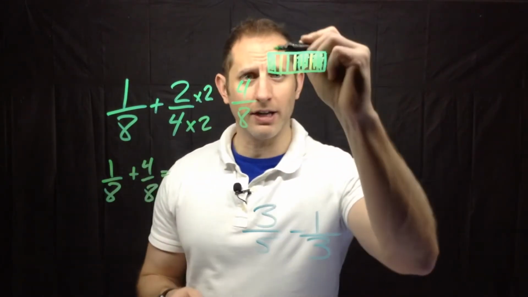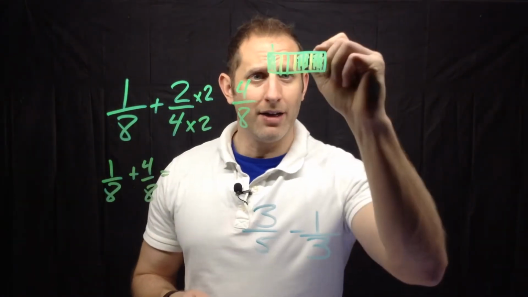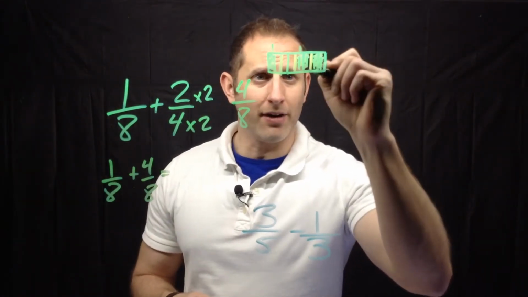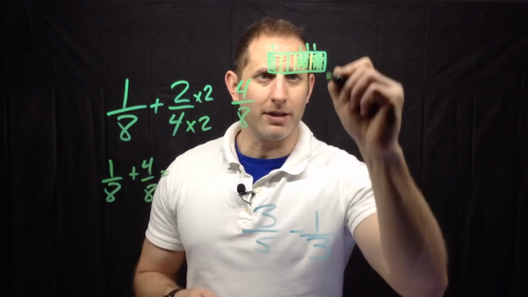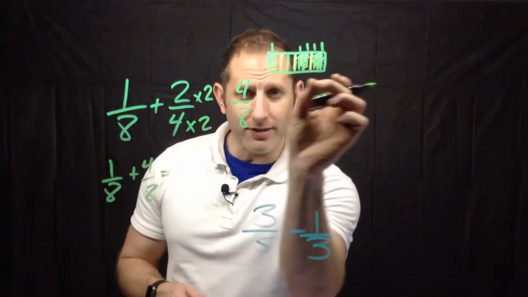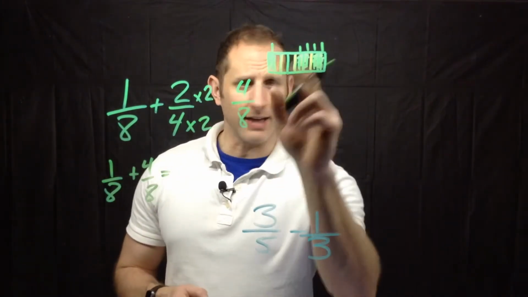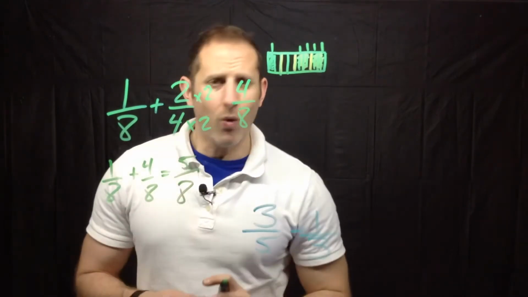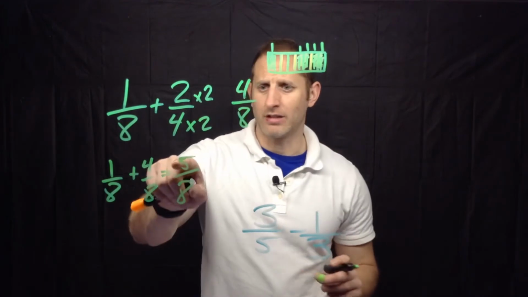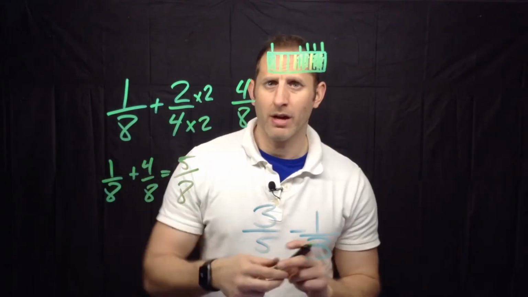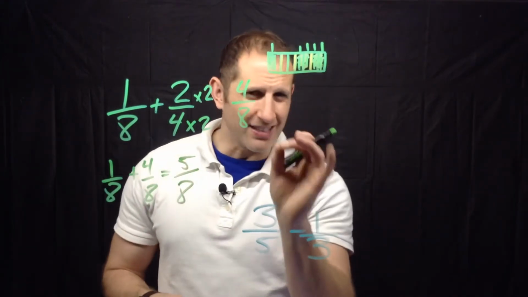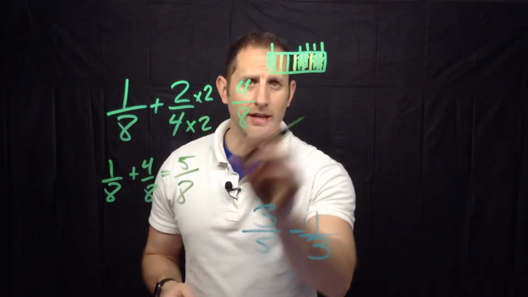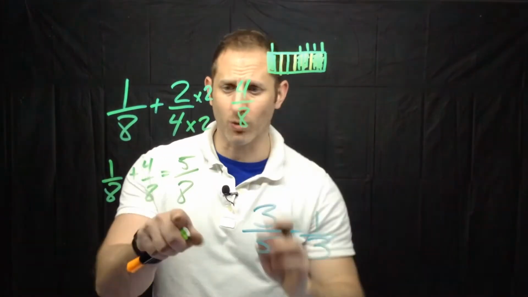So if you take a look here, I had one piece there, then a piece here, a piece here, a piece here, and a piece here, and they're all the same size now. So if I look at that, I've got 5 out of 8. Now, why did I only add the top number and not the bottom number? Because the size of the pieces didn't change.